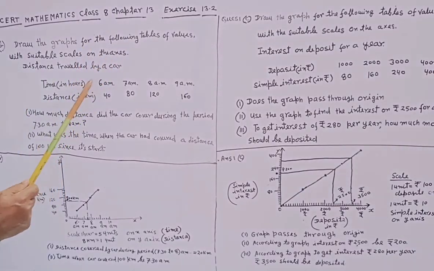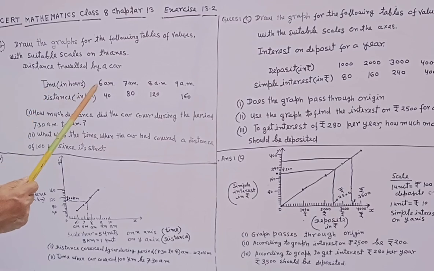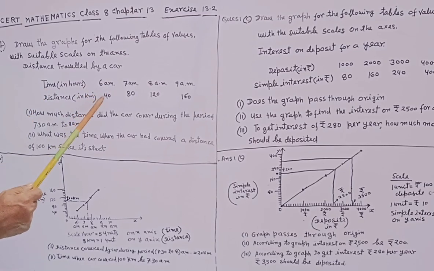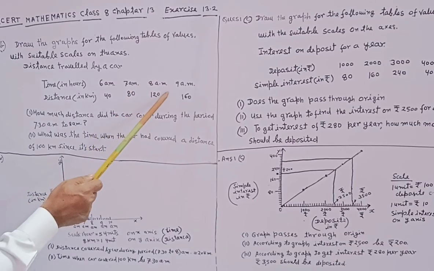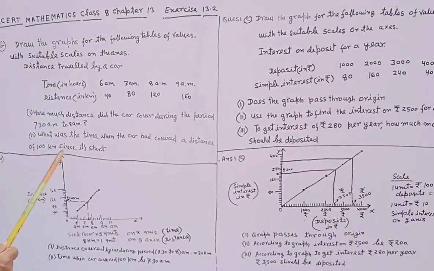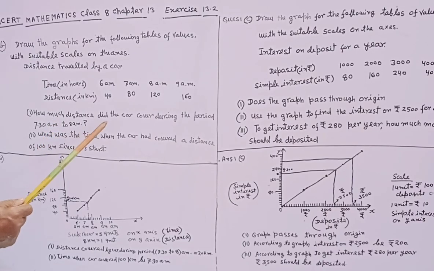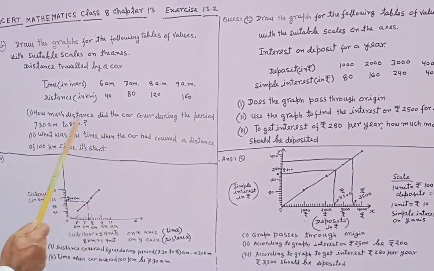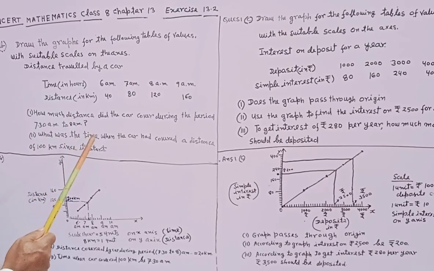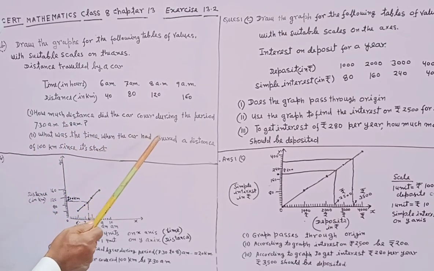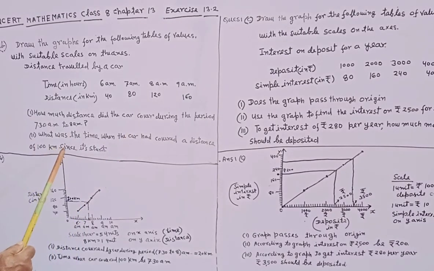Distance traveled by car. Time 6 am, 40 km; 7 am, 80 km; 8 am, 120 km; 9 am, 160 km. How much distance did the car cover during the period 7:30 am to 8 am? What was the time when the car had covered a distance of 100 km since its start?